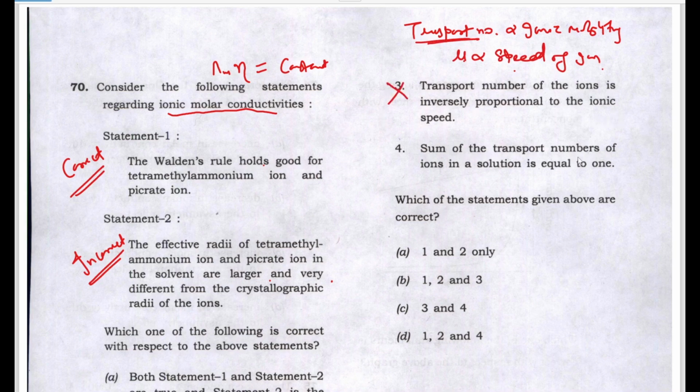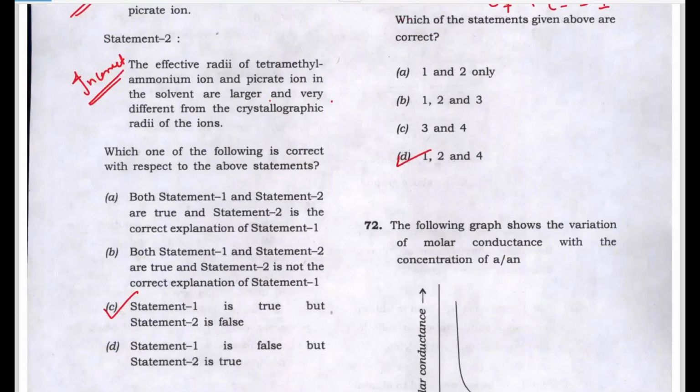Next, the sum of transport numbers of ions in solution is equal to 1. This is a correct statement. The sum of transport numbers of cation plus anion is always equal to 1. So the first, second and fourth statements are correct, so D is the correct option in this.